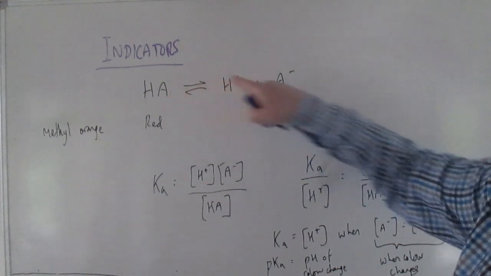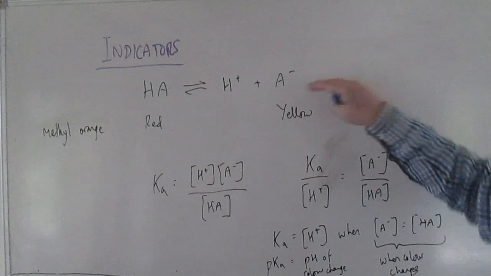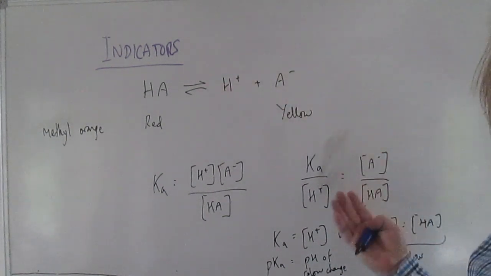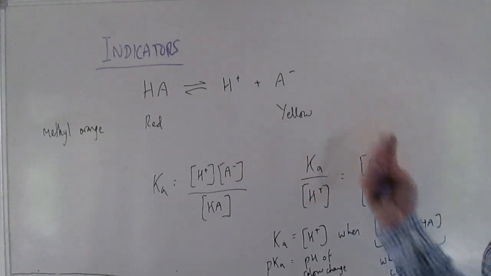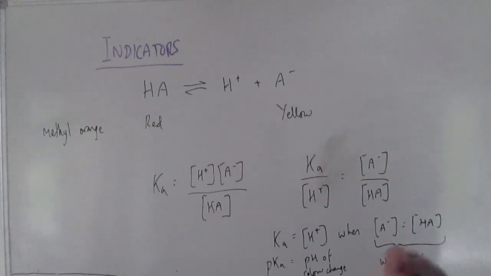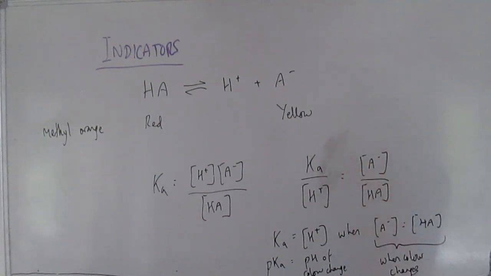10 times as much red as yellow, then basically you're just going to see red. And if there's more than 10 times as much yellow as red, you're just going to see yellow. And that corresponds to being 1 pH unit either side of the pKa. If you play with the equation, you can convince yourself that that's true. But basically, the colour change occurs over a range of about 1 pH unit either side of the pKa.